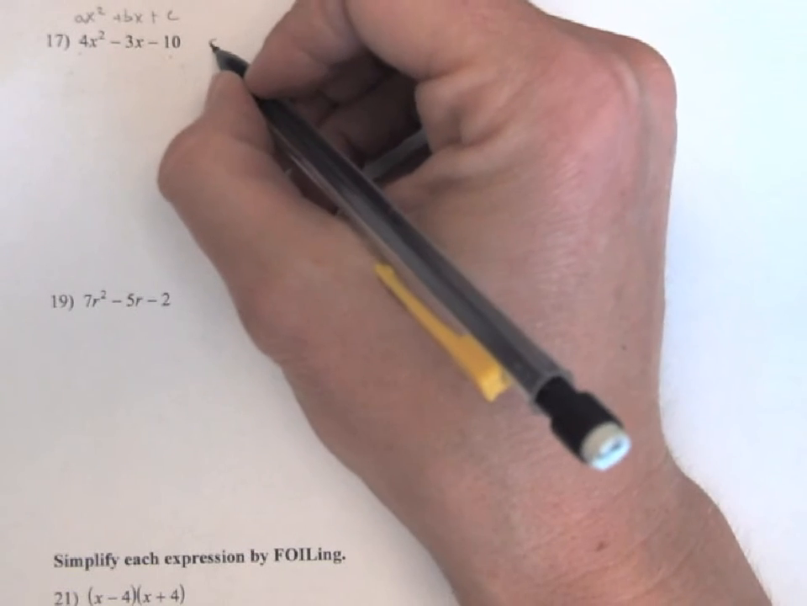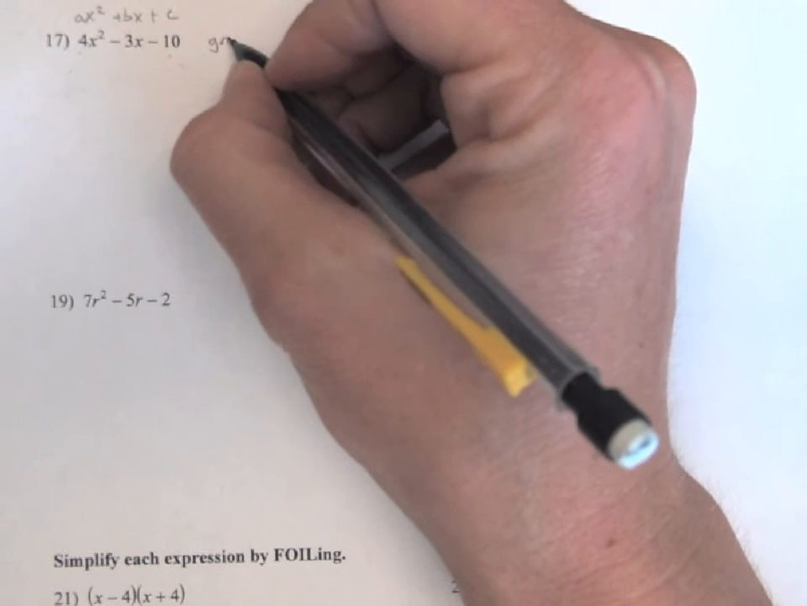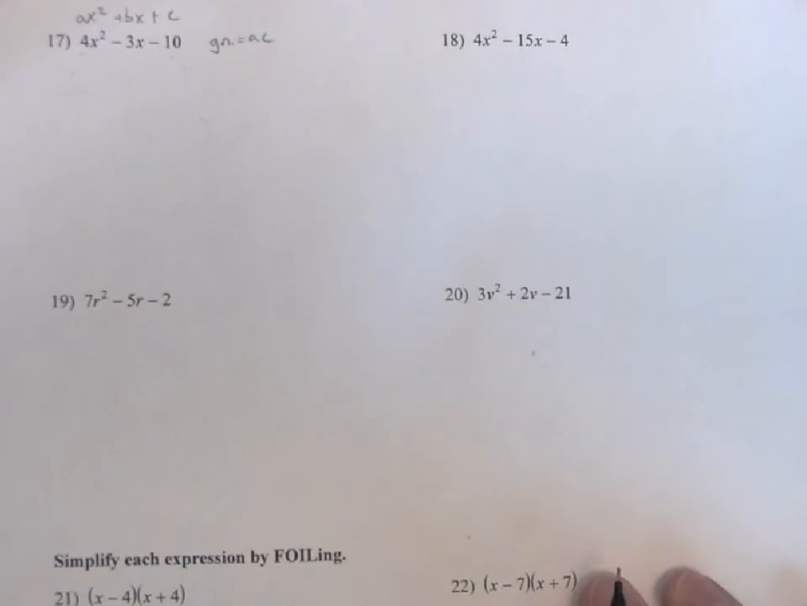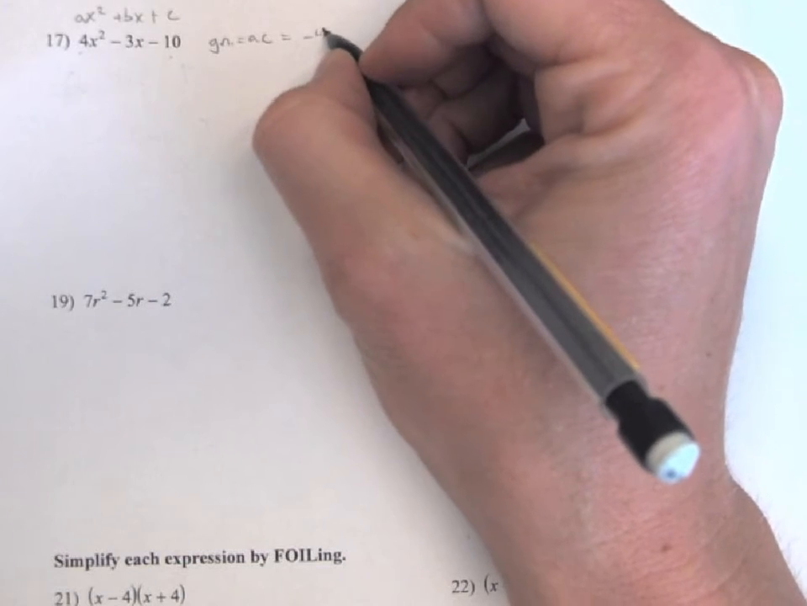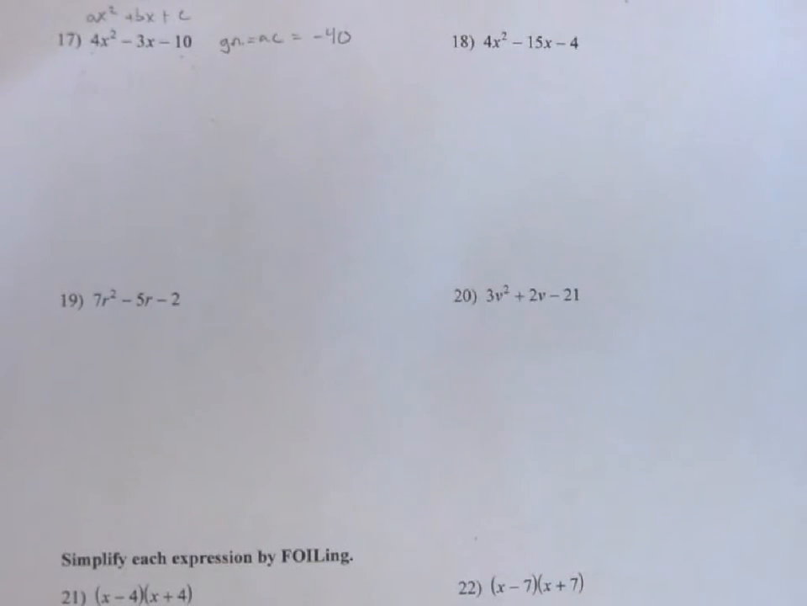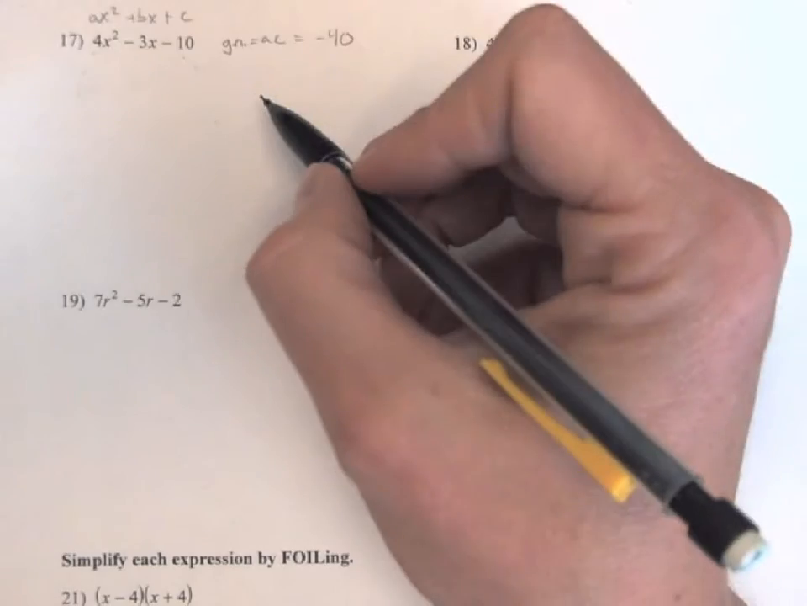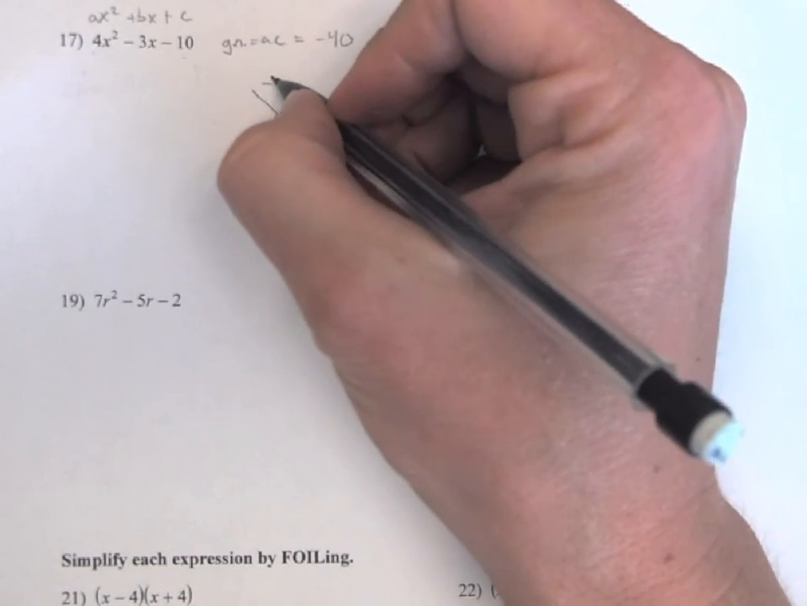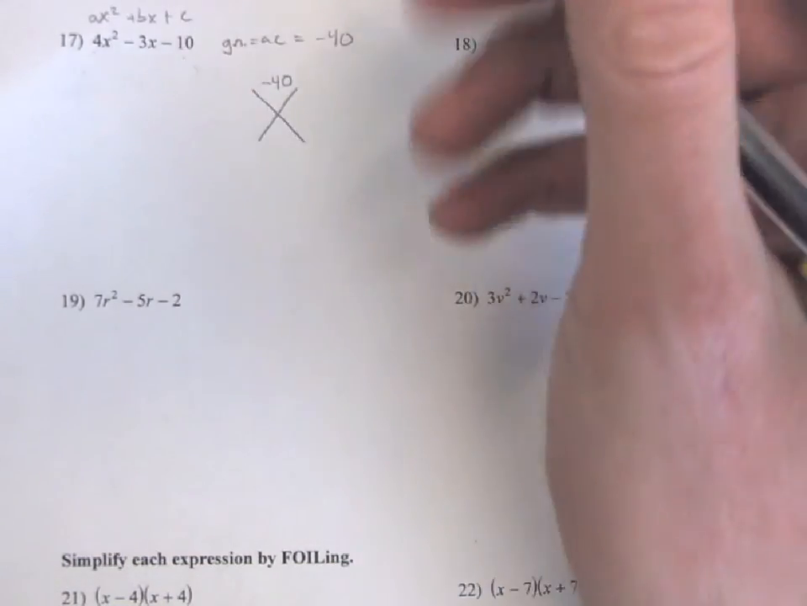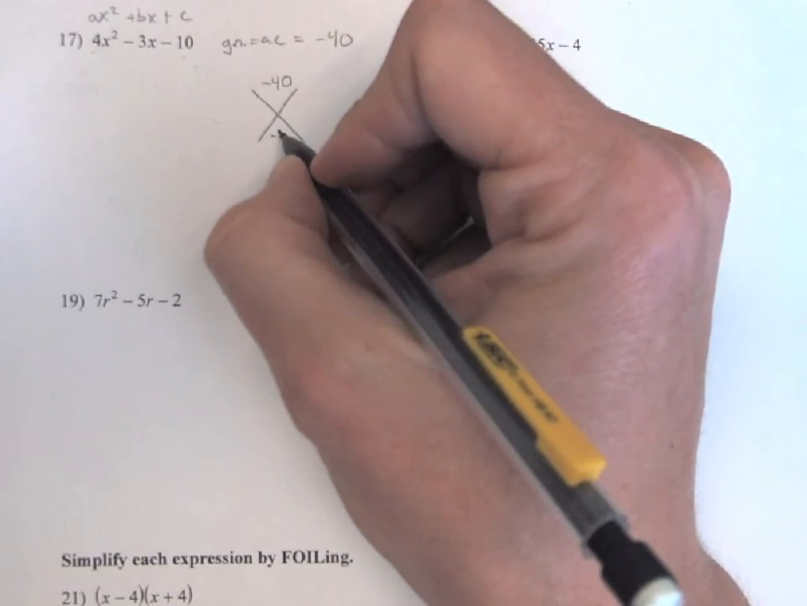my grouping number. So I'm going to go grouping number equals ac. So gn for grouping number. That's a times c, which is going to be negative 40 in this case. Okay, so that's the magic number we're working with. Now what I'm going to do is one of these x things again, and I'm going to put negative 40 up here, and then I'm going to put a negative 3 down here.